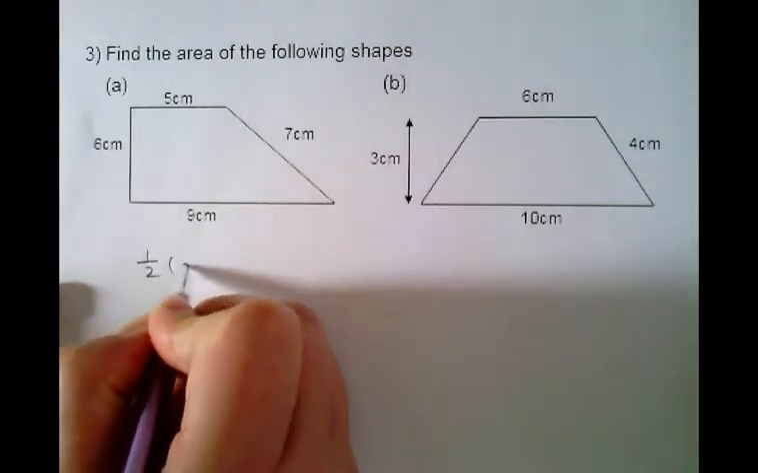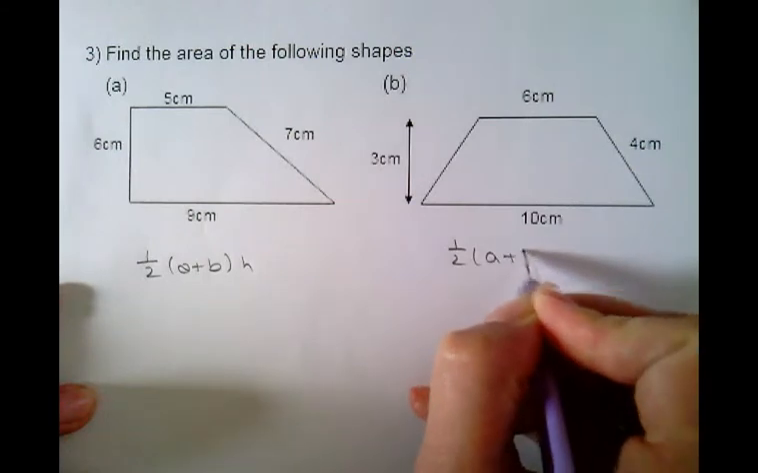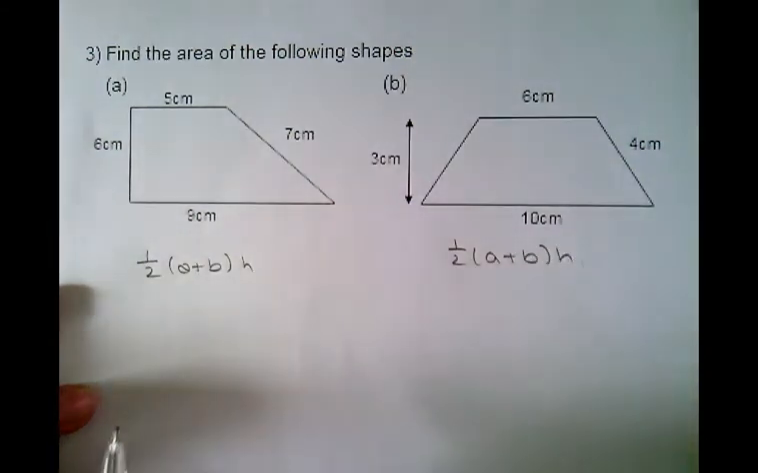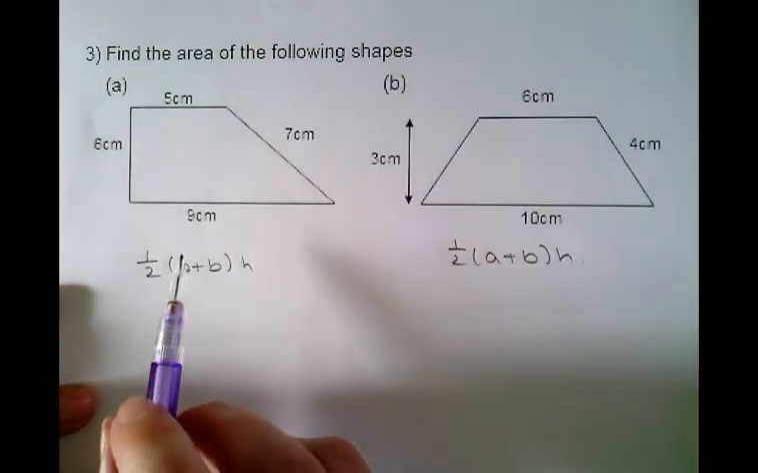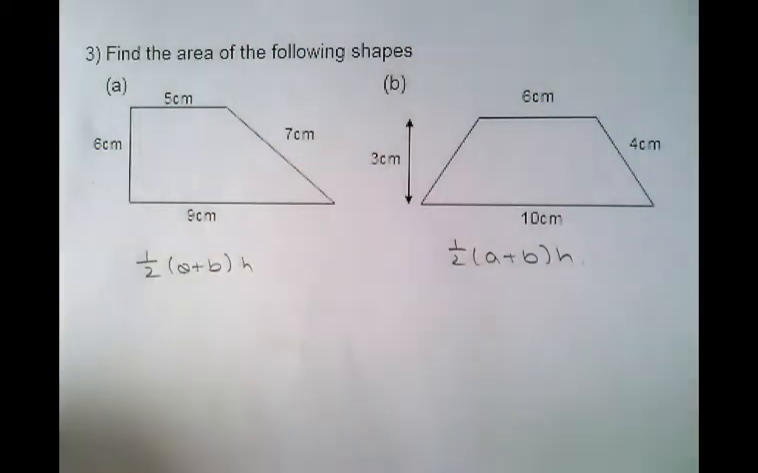The half (a plus b) h. Half (a plus b) h. So the first thing you do is spot which ones are the parallel sides and add them together.